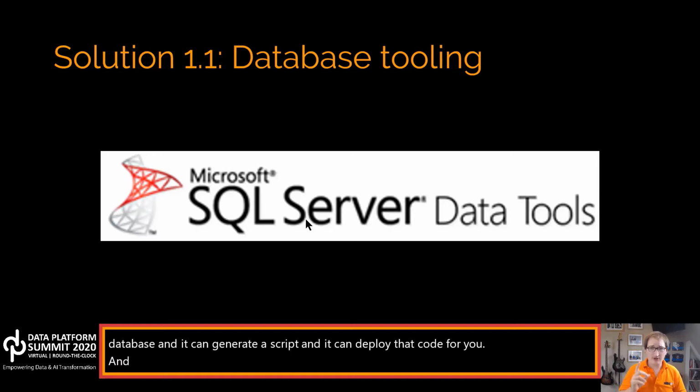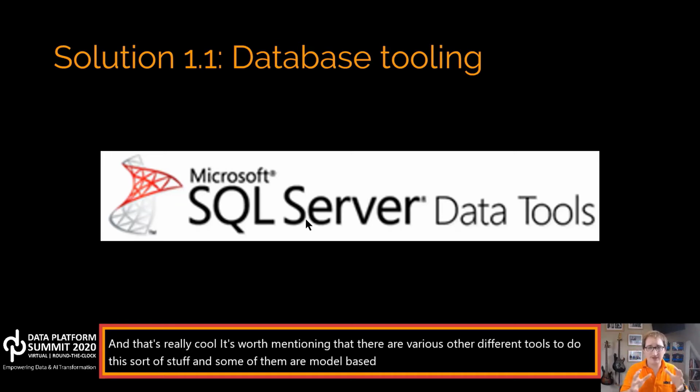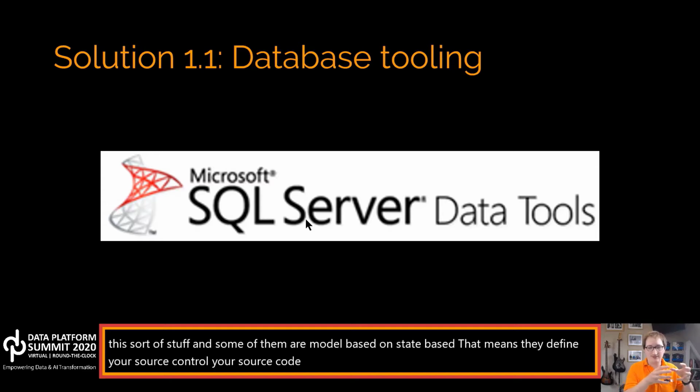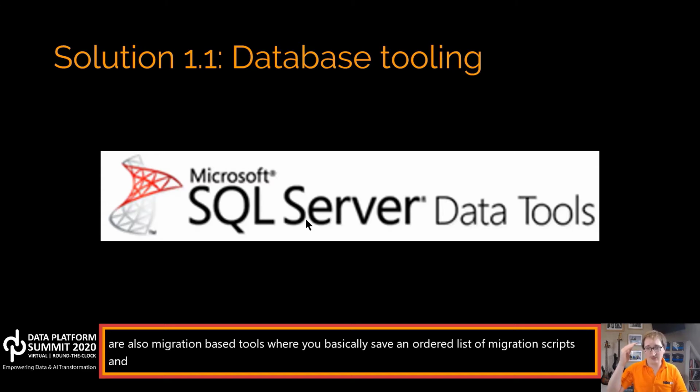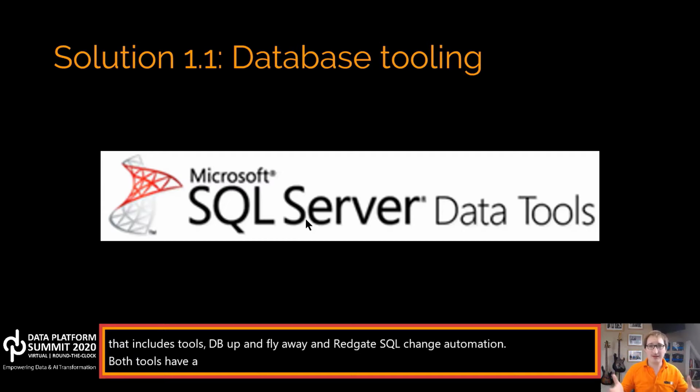That's really cool. It's worth mentioning that there are various other tools that do this sort of stuff, and some of them are model-based or state-based. That means your source code is defined as the state that you want to create. And there are also migration-based tools where you basically save an ordered list of migration scripts, and that includes tools like DbUp and Flyway and Redgate SQL Change Automation. Both tools have a place, both are valuable, they do work very differently, and it's worth calling that out.